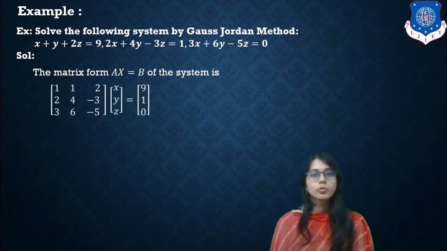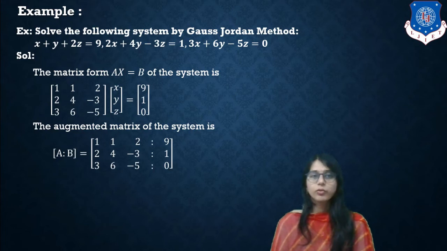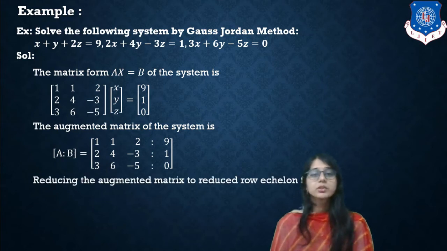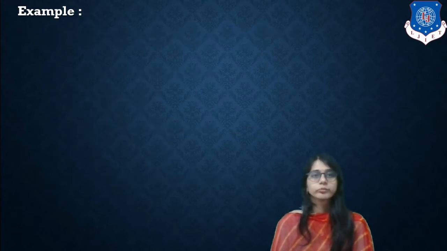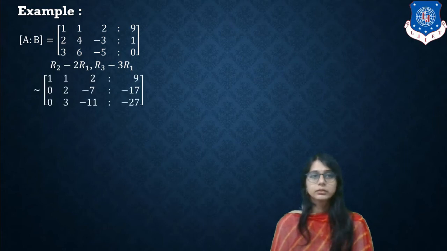So the coefficient matrix is [1, 1, 2; 2, 4, −3; 3, 6, −5], with x, y, z and the constants 9, 1, 0 as our entries. Now converting into augmented matrix form: [1, 1, 2, 9; 2, 4, −3, 1; 3, 6, −5, 0]. Reducing this matrix to reduced row echelon form, we convert the first entries of R2 and R3 into 0 using R2 and R3. So we get [1, 1, 2, 9; 0, 2, −7, −17; 0, 3, −11, −27].